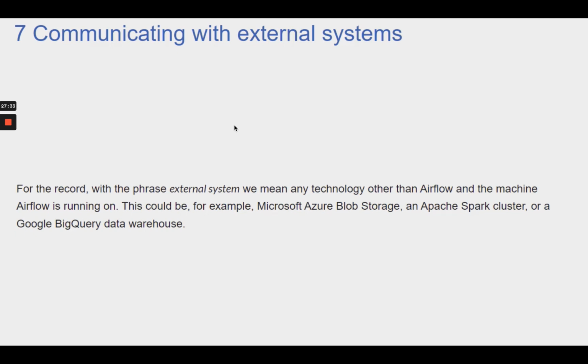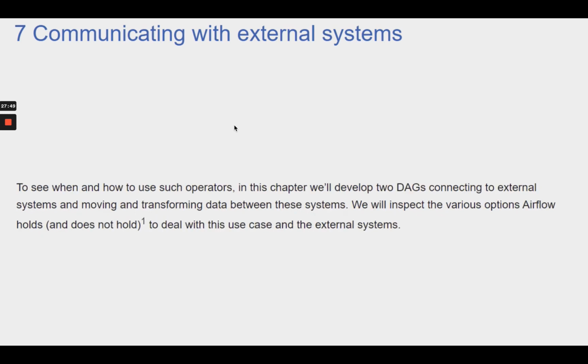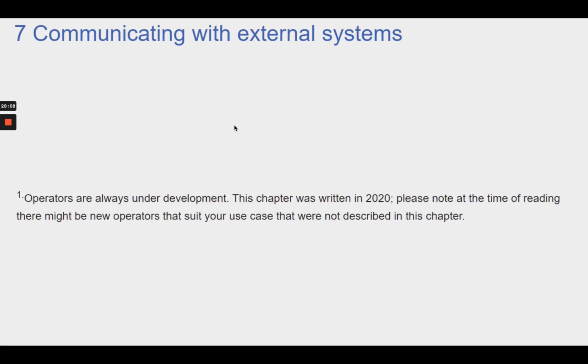For the record, with the phrase external system, we mean any technology other than Airflow and the machine Airflow is running on. This could be, for example, Microsoft Azure Blob Storage, an Apache Spark cluster, or a Google BigQuery data warehouse. To see when and how to use such operators, in this chapter we'll develop two DAGs connecting two external systems and moving and transforming data between these systems. We will inspect the various options Airflow holds, and does not hold, to deal with this use case and the external systems.